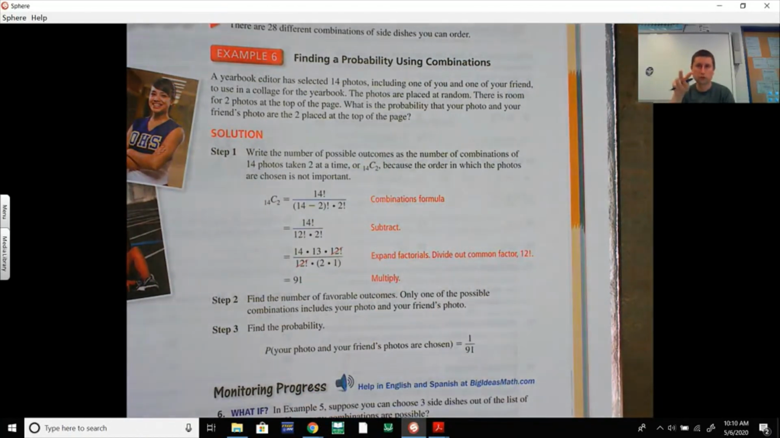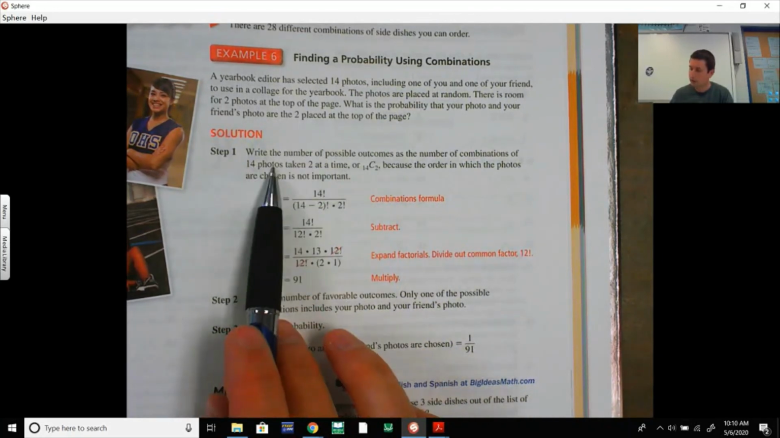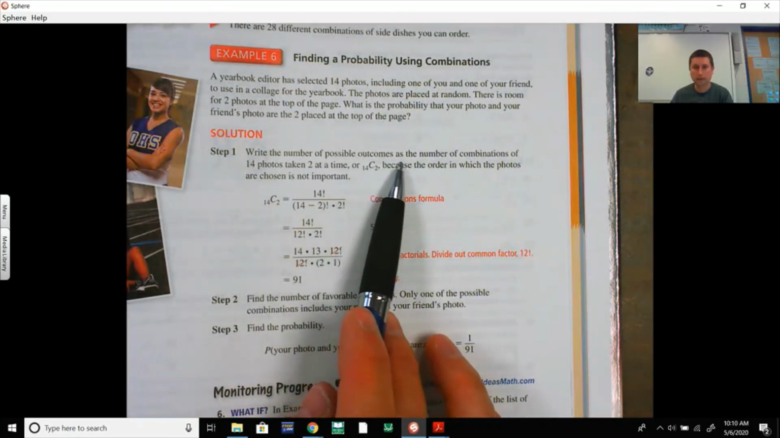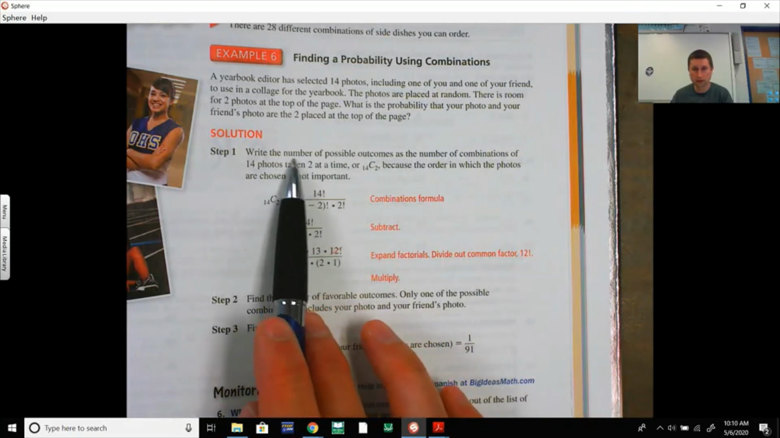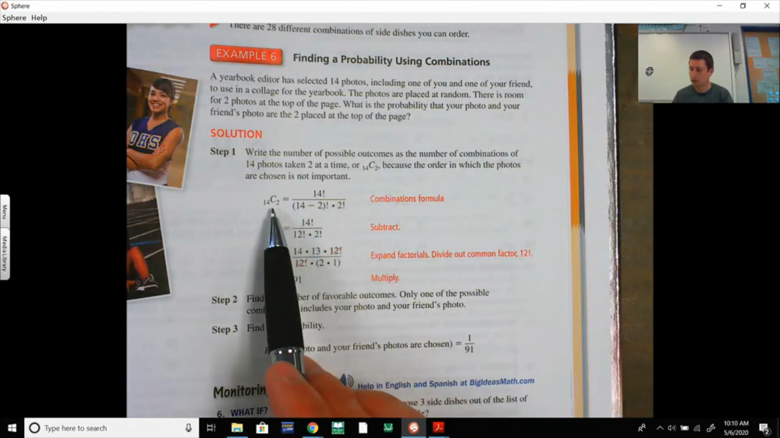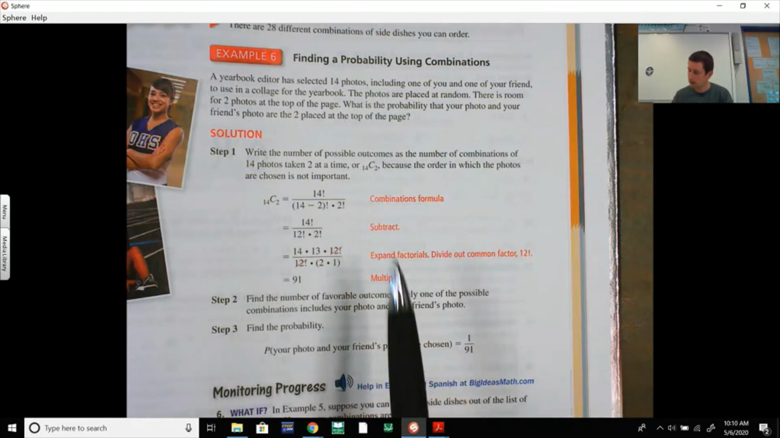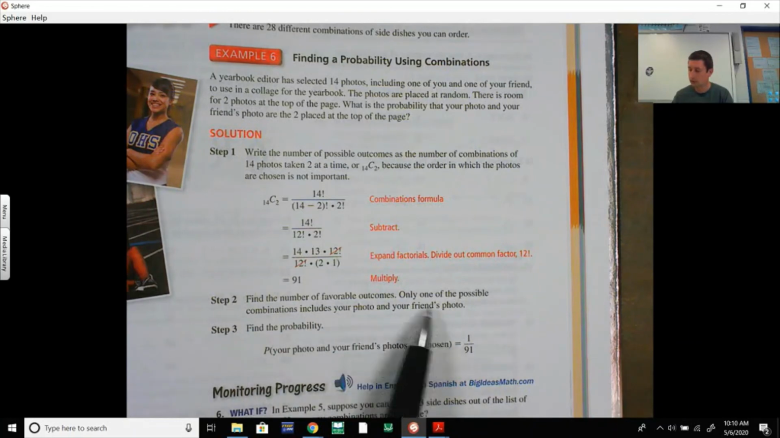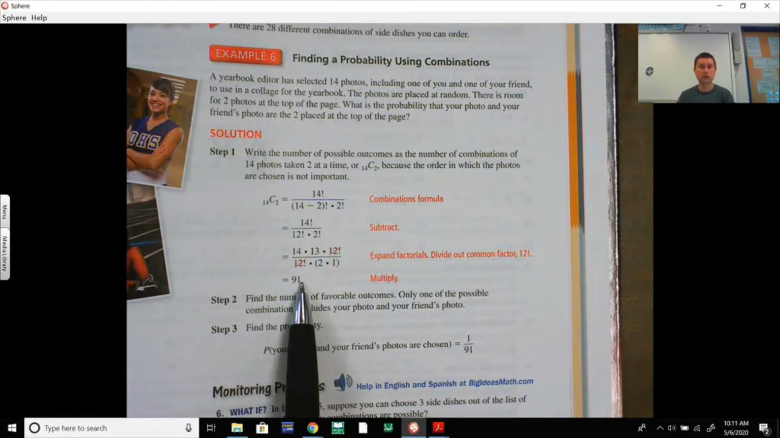It just says we want you 2 up there. So the order in which those first 2 are doesn't matter. It's not like that parade where you have a first and a second one. You just have the 2 up top. So we have to use combinations with this. You're going to find the total number of possible outcomes as the number of combinations of 14 photos taken 2 at a time. How many ways can we choose 2 photos, and it doesn't matter the order in which you choose them. So they did 14 choose 2, and they got 91. Find the number of favorable outcomes. Only one of the possible combinations includes your photo and your friend's photo. So of those 91 combinations, only one is the one that we want. So we're going to take 1 over 91.